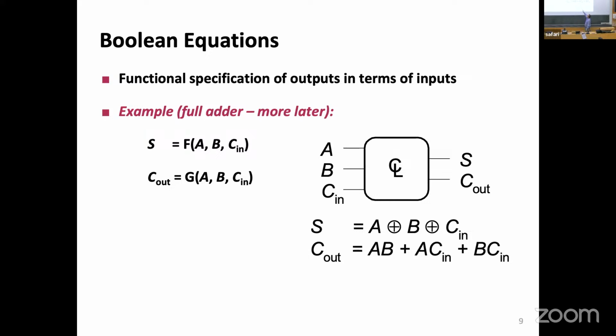That's not true. So now we have a combinational logic. We have 3 inputs and 2 outputs. When you think about it, we can describe this as a functional specification of the outputs in terms of the inputs. So you can say, hey, this S output is probably a function f of a, b, and c in, and the c out is probably a different function, because it probably does something else, also of the same inputs, a, b, c in, right? So this is what we are after. And any kind of combinational circuit you can see this way.